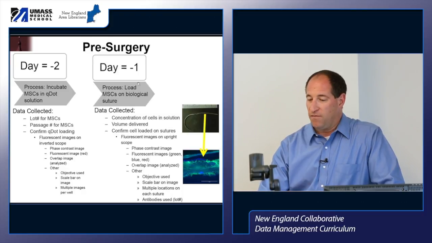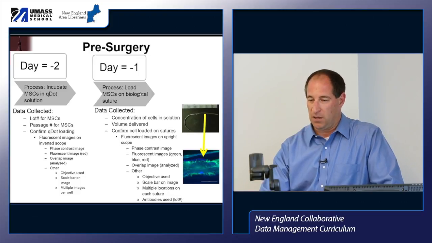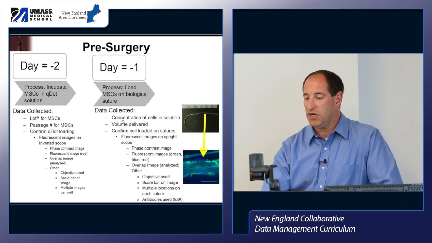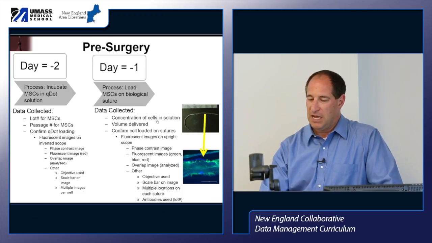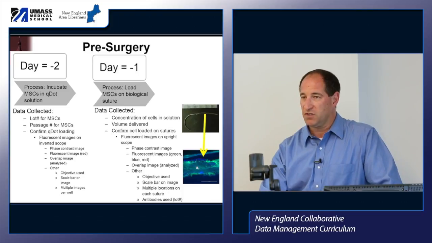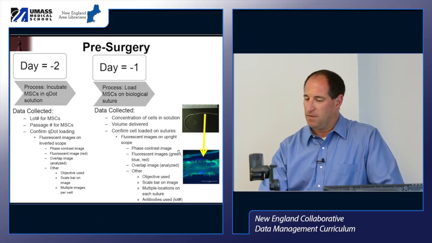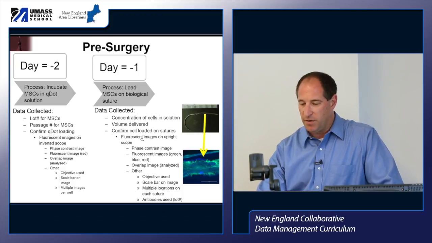On day one before the surgery, day -1, we load these cells onto our biological suture. So we need to think about the concentration of the cells that we use in the solution, the volume that we deliver onto the suture, and then we want to take more images to confirm the cells are loaded on the suture. And so this here is an example of one image showing the cells in green and in blue loaded onto that fibrin suture.